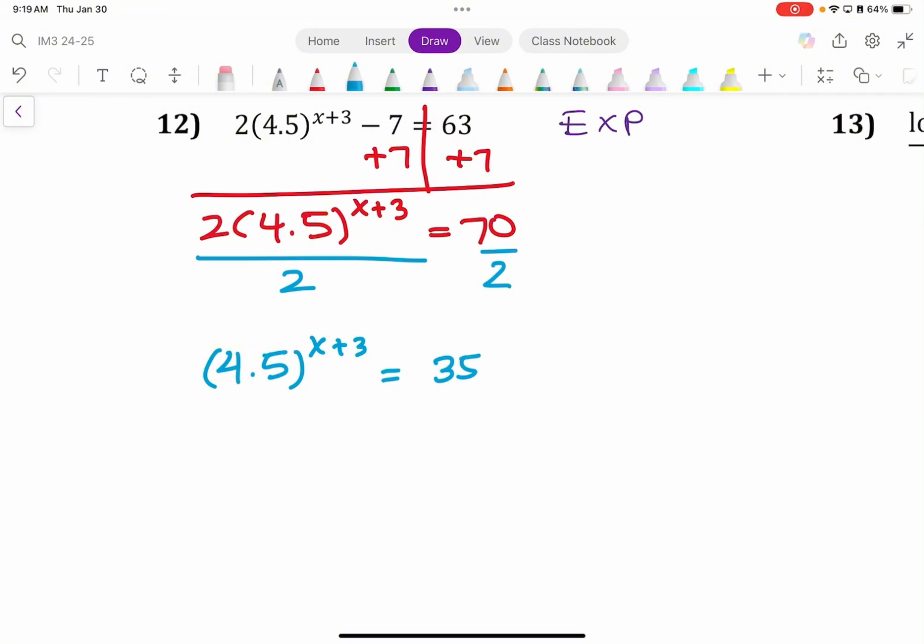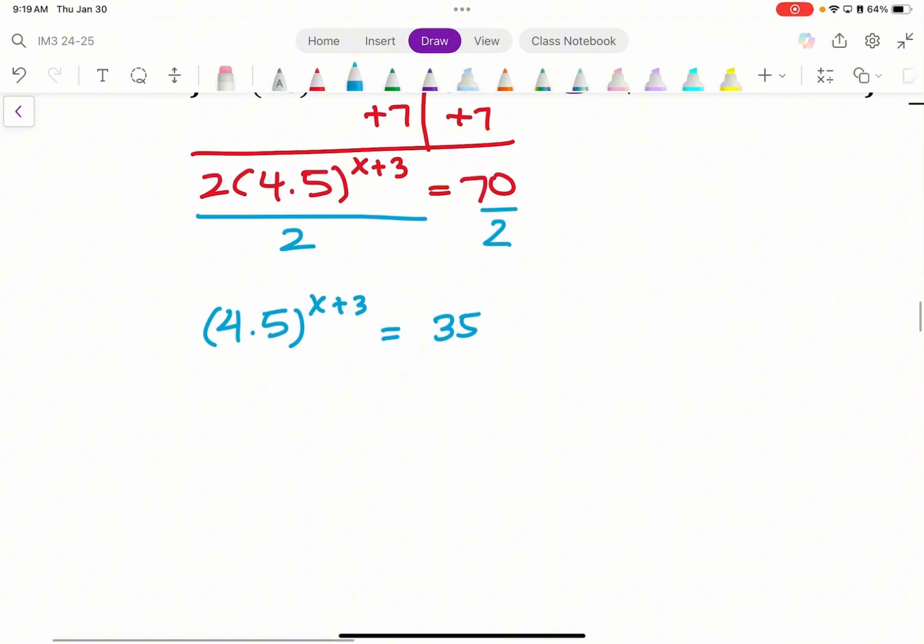All right, now that we actually have it strictly in exponential form with no coefficients, nothing being added or subtracted, now we can actually switch from exponential to logarithm. So this will become the following. Log base 4.5 of 35 equals x plus 3.